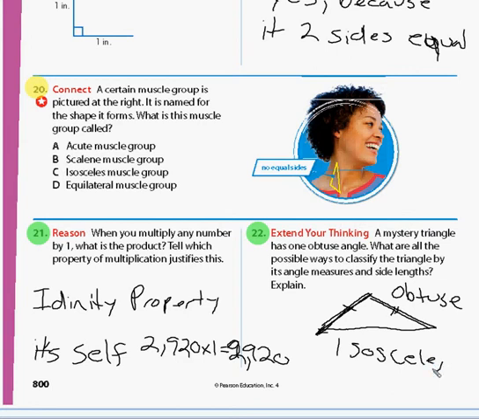Okay, but it could also be a scalene triangle. And that's all the possible ways. It can be an obtuse triangle, it can be an isosceles triangle, and it can be a scalene triangle.